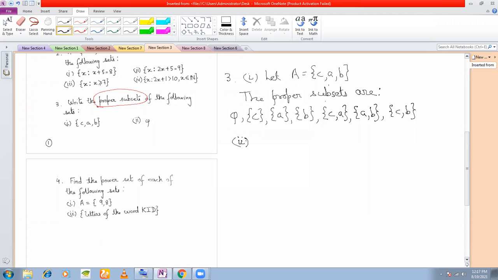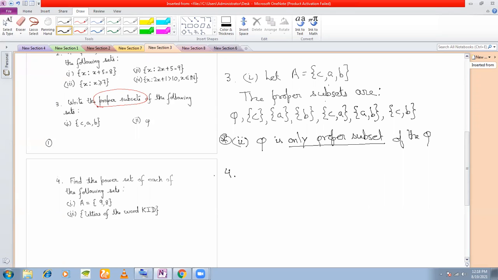Next is the null set. What can be the proper subset of a null set? Phi is the only proper subset. Take note of this. The null set is the only proper subset of the null set. Clear? Take note of this, okay? This is something that you must always remember. The null set is the only proper subset of the null set.